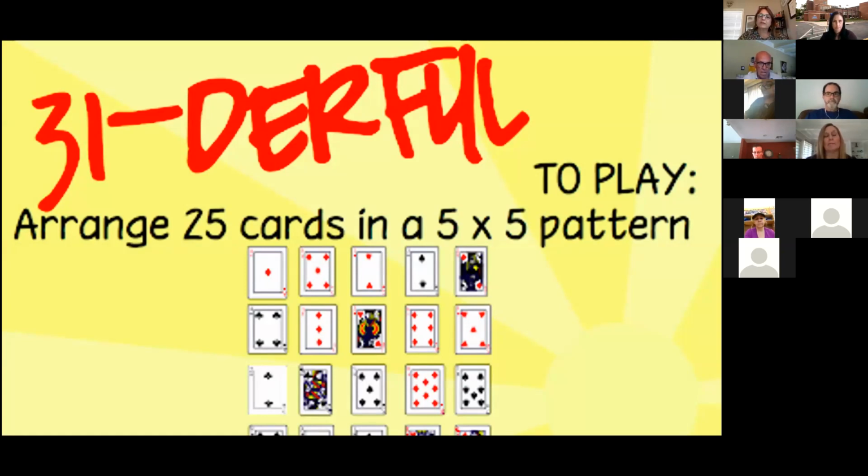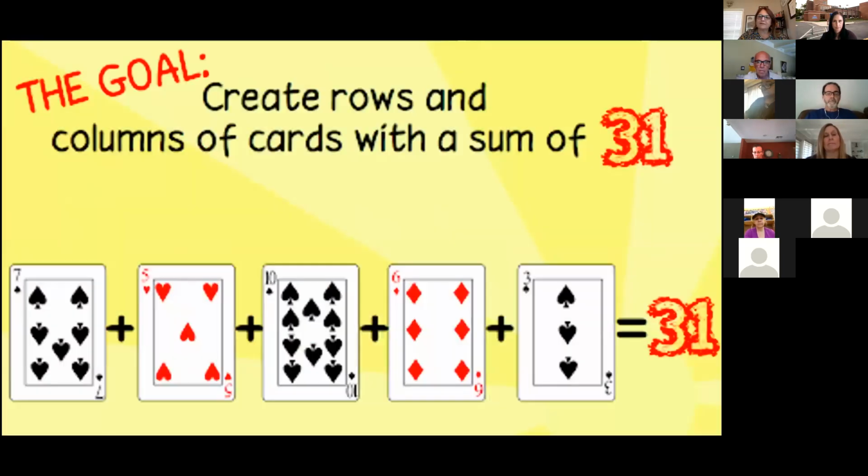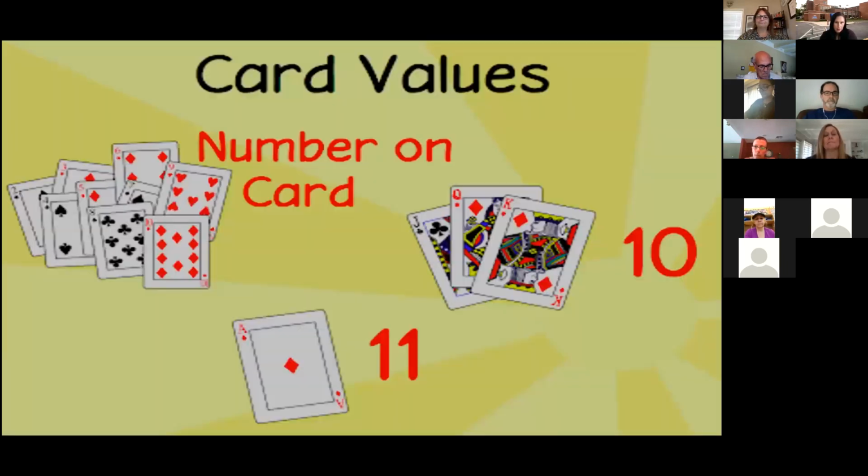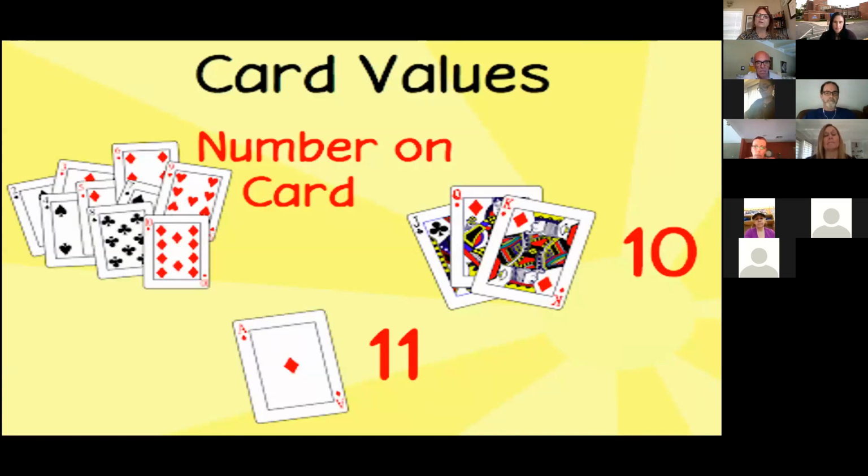So you arrange your cards in a 5x5 pattern, rows and columns, and the object is to have them add up. Your cards must add up to 31, in columns and rows. Again, it looks a little daunting, but it can be done. Face cards are worth 10. Number cards are the number on the card, and aces are 11.